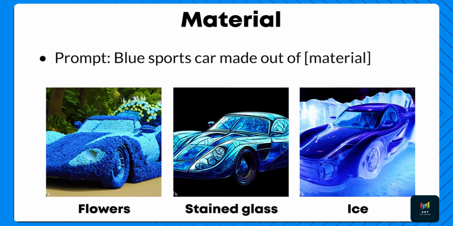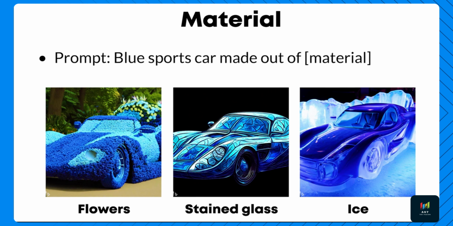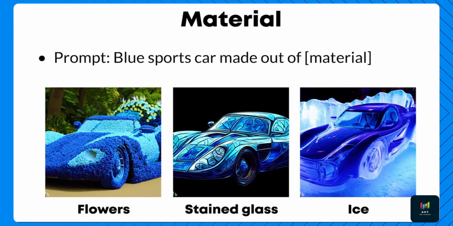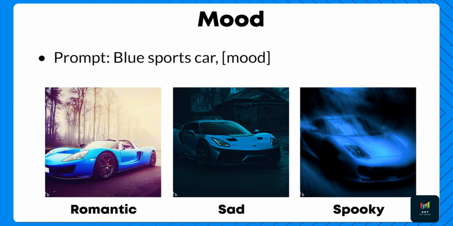Next there is material, which you can implement in your prompt by adding "made out of," and then the material. You can get really creative with this, for instance by generating an object made out of flowers or stained glass. Next there is mood, which will set the tone for the generation. You could do happy or romantic, or perhaps sad or spooky.